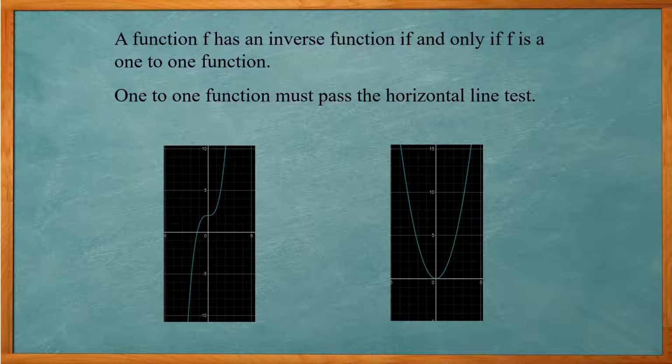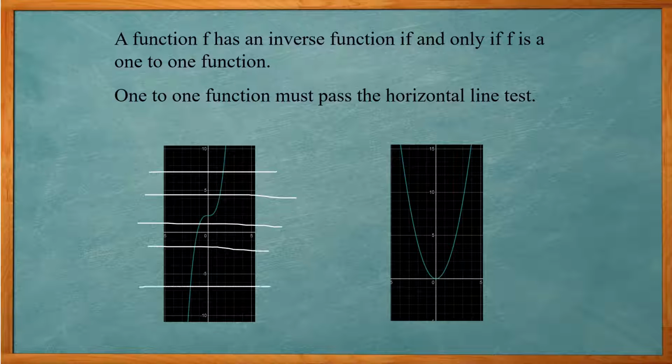So a function has an inverse function if and only if it is a one-to-one function. A one-to-one function must pass the horizontal line test. So in this first graph, if I were to draw horizontal lines, I would only hit the graph in one spot. Okay, so that would be a one-to-one function. If I were to do the same with this one, I would hit it in two spots as I draw this. So this is not a one-to-one function. Any particular y value should only have one x value associated with it.